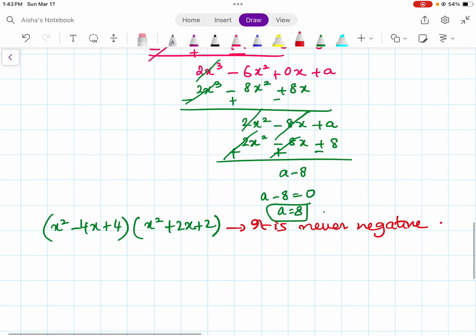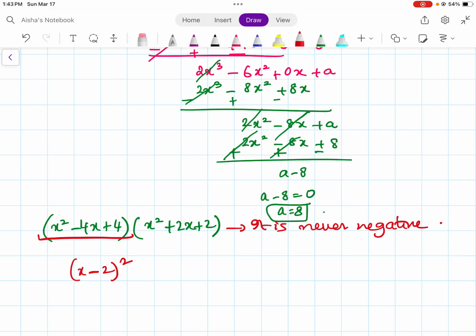Can I say this can be written as x minus 2 the whole square? Now let's change the other one. We will get 1, 2 and 2. This is going to be x plus 1 the whole square plus 1. This is the complete bracket, and for this one, this is the completing square.